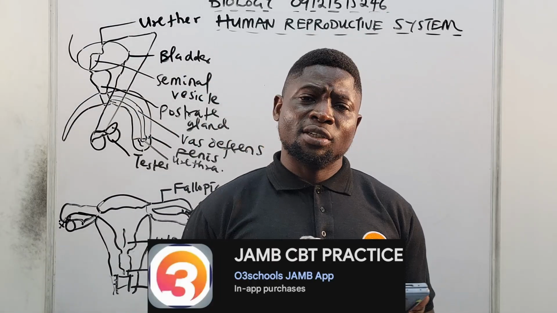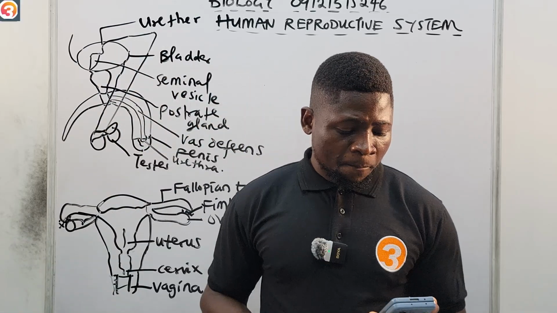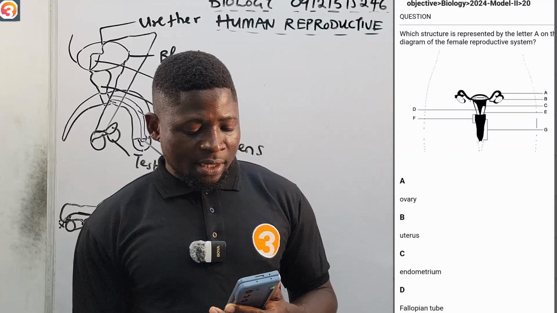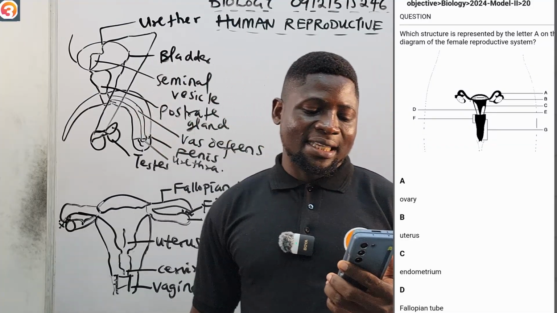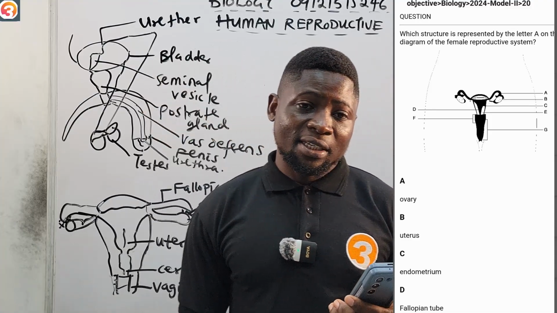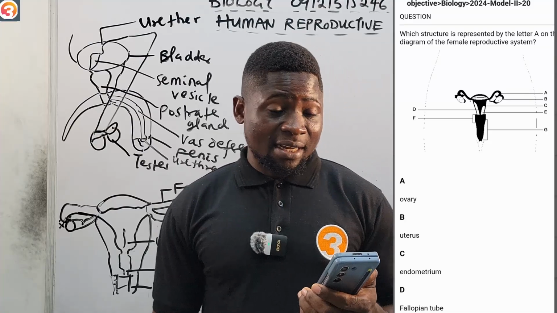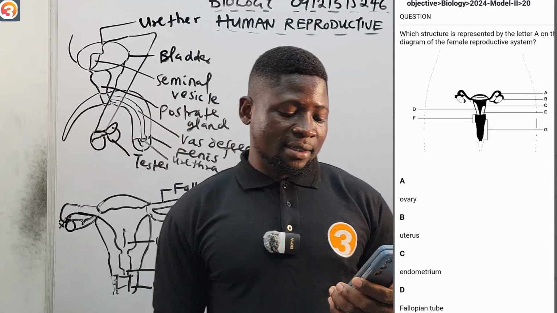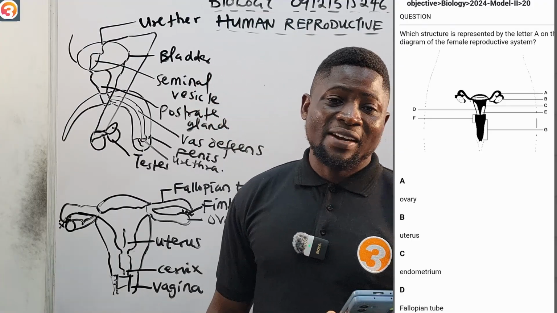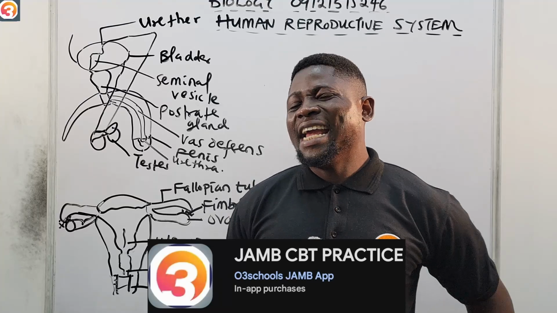Let us see a question from the app, a past question. This is 2024 question number 20. It says, which structure is represented by letter A on the diagram of the female reproductive system? Given the diagram there, you can see A in the direction of A. Option A says it is the ovary, B says it is the uterus, C says it is the endometrium, D says it is the fallopian tube.